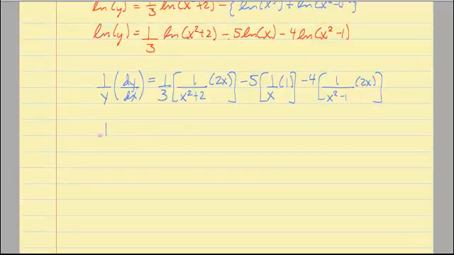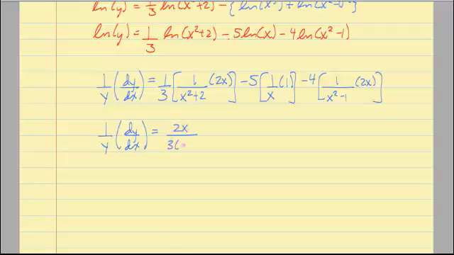Now I am not done with this. So I'm just going to do one quick little cleanup here on the right hand side, and then we'll try and finish this off. So this looks like 2x over 3 quantity x squared plus 2 minus 5 over x minus 8x over x squared minus 1. But that's not quite my derivative yet. If you look over here on the left, I have 1 over y dy/dx. Now remember, I wanted dy/dx, so I need to solve for dy/dx.